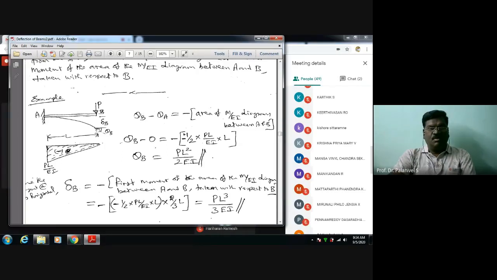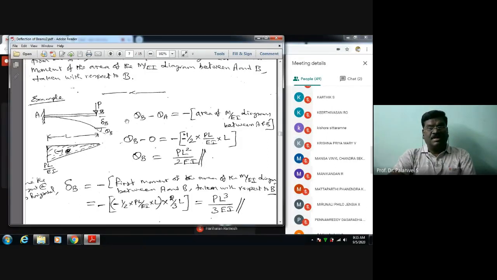Now, what is that? The angle of rotation, the relative angle of the tangent at B with the tangent at A. This is nothing but theta B. What is the relative angle of rotation? Because the tangent at A is horizontal. Please keep it in mind, the tangent at A is a horizontal line. Tangent at B, this one. So I want theta BA, the relative angle of rotation between these two tangents.